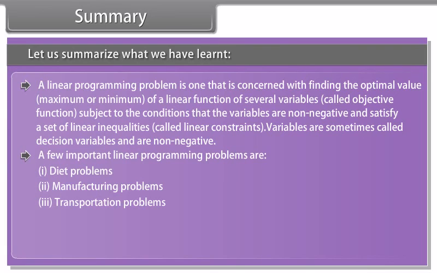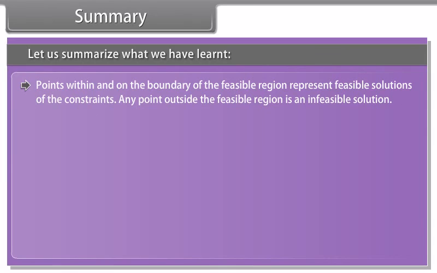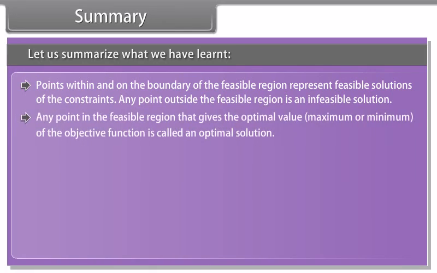Transportation problems. The common region determined by all the constraints, including the non-negative constraints x greater than or equal to 0, y greater than or equal to 0, of a linear programming problem is called the feasible region or solution region for the problem. Points within and on the boundary of the feasible region represent feasible solutions of the constraints. Any point outside the feasible region is an infeasible solution. Any point in the feasible region that gives the optimal value, maximum or minimum, of the objective function is called an optimal solution.